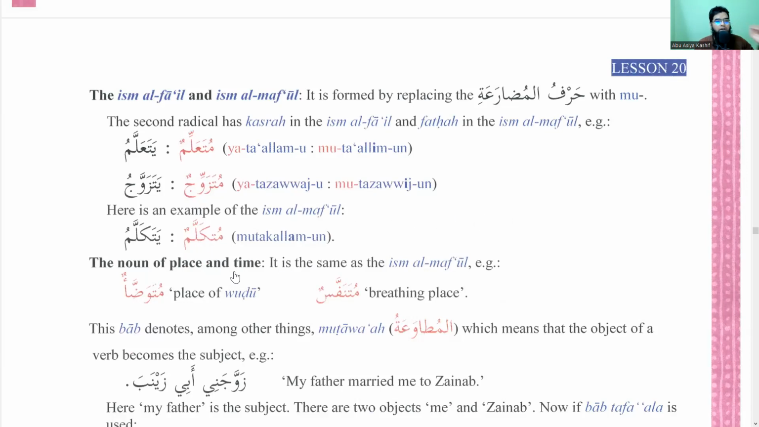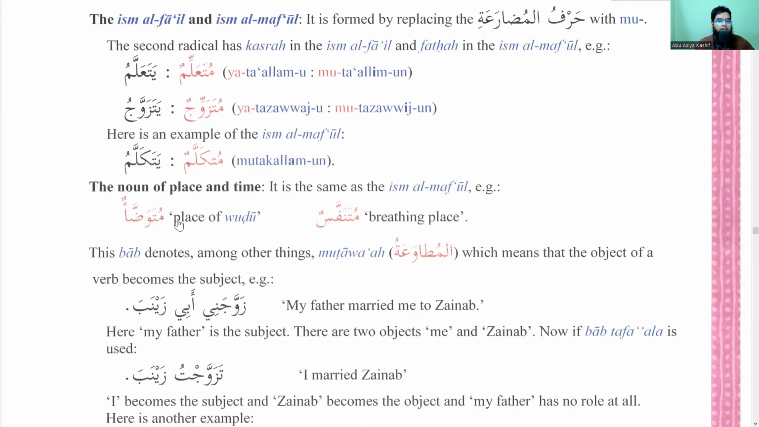And ismul zaman wa makan is also the same. Like mutawadda, the place of wudu, because the verb is tawadda yatawadda'u, and you give a fatha to the second last letter, change its ya to a mu. And mutanaffas is a breathing place. Mutanaffas, tanaffasa is to breathe. So mutanaffas is a breathing place of the city, for example, like gardens, al-basatin, mutanaffasul Madina. Right? Mutanaffas, breathing place.